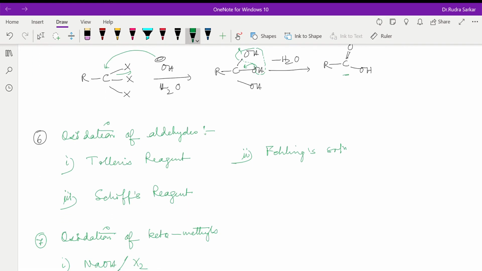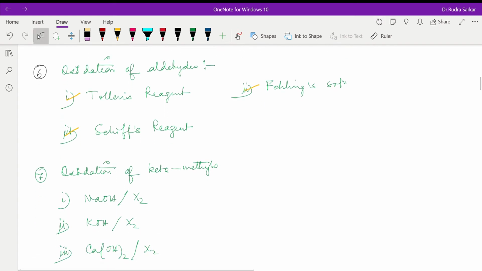We have discussed this previously. I'm just taking the names over here. We can use aldehydes with Tollens reagent, Fehling solution, or a Benedict solution, or a Schiff reagent, and we can convert all the aldehydes to acids.